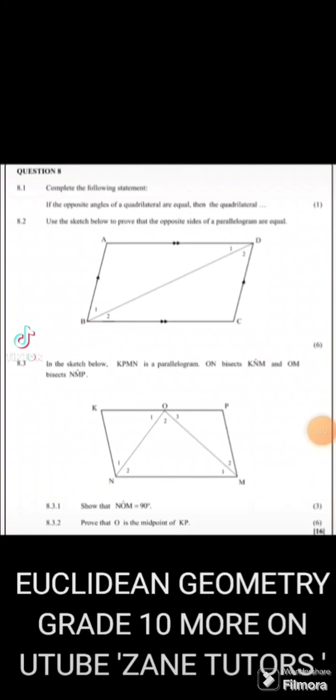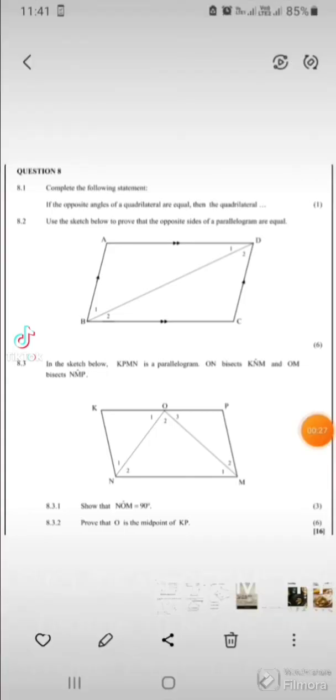This is the next question that we have to do, 8.1. So sorry, complete the following sentence. If the opposite angles of a quadrilateral are equal, then the quadrilateral is a parallelogram. If the opposite sides are equal, that is a parallelogram. So I've answered 8.1. Now we're gonna do 8.2 and 8.3.